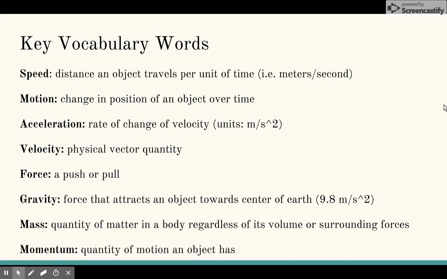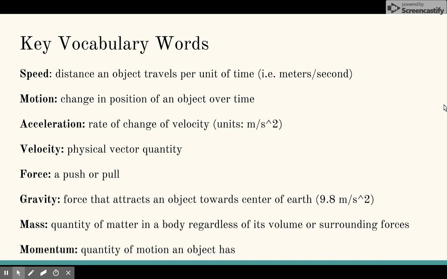Velocity is similar to speed, but velocity is a physical vector quantity. So we need the magnitude and direction. And again, there will be an example on the next slide to show you the difference between velocity and speed. Force is a push or pull. It can be external or internal. And gravity is the force that attracts an object towards Earth.